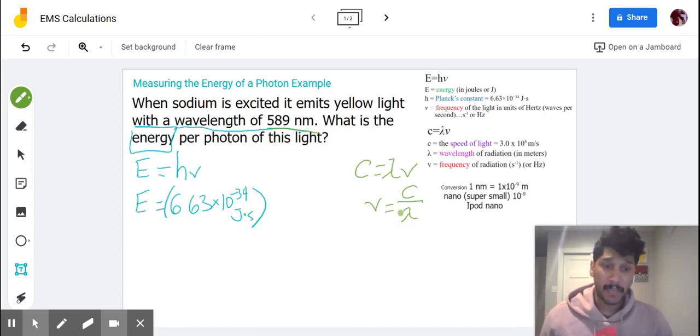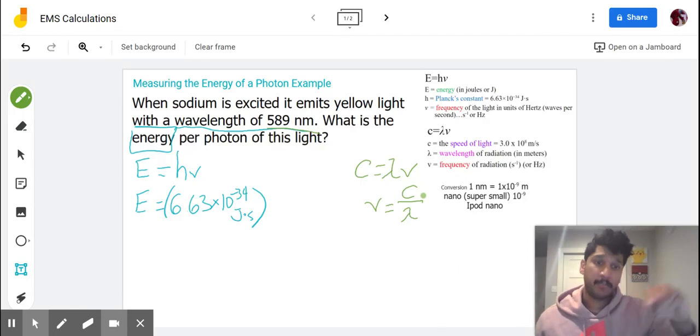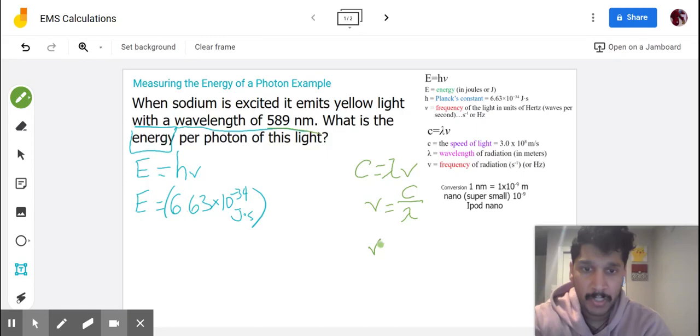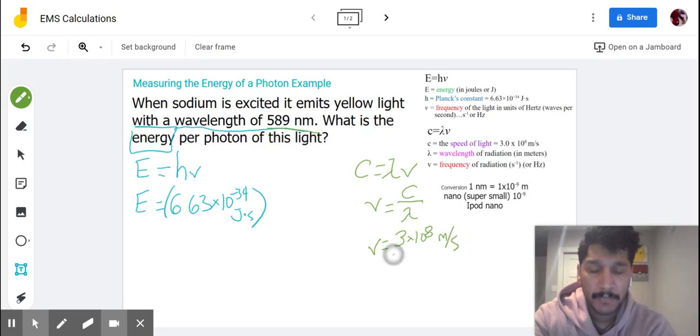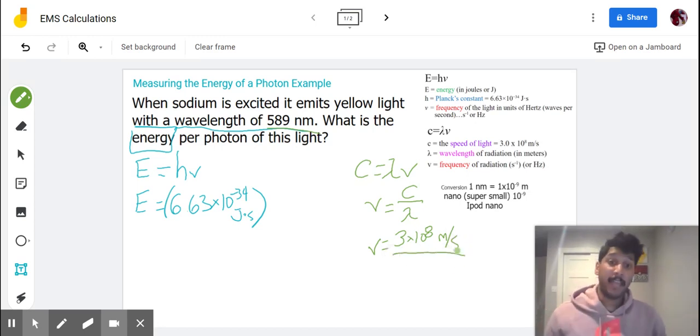I just did some algebra there, nothing too fancy. I just divided both sides by the wavelength, so it eliminates the wavelength on my right side and leaves wavelength underneath that c. Now I'm going to sub in the constant for the speed of light, 3 times 10 to the 8th meters per second. And they gave us wavelength as 589 nanometers.